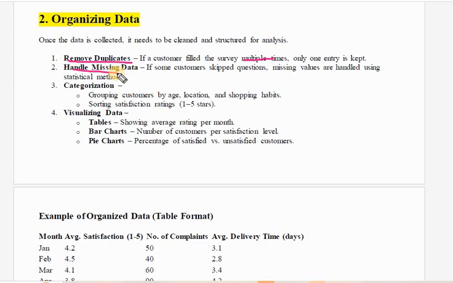We will discuss further how the missing data and the duplicates will be handled in later videos, so no worries. For now, understand that it should handle the missing data, and it should do some categorization like age, location, shopping, based on the ratings. They would then visualize it through tables and charts.